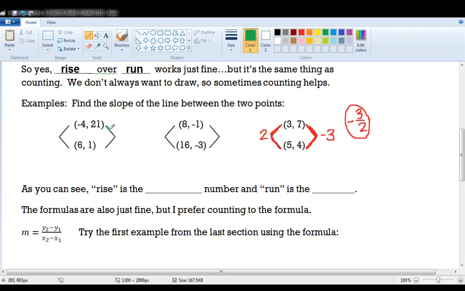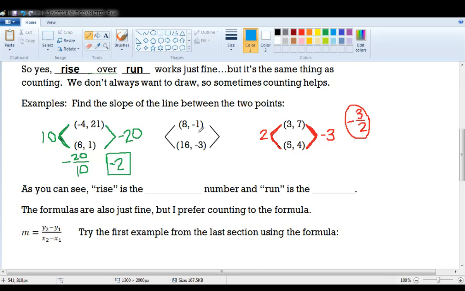Okay, now we can go back to the first one, 21 to 1. You had $21, now you have $1. You just lost $20. And then -4 to +6. This one's a little bit tricky. You actually went up 10 because you had to go up 4 spaces just to get to 0 and then 6 more. If you take the second number and divide it by the first, -20 divided by 10, you would get a slope of -2.